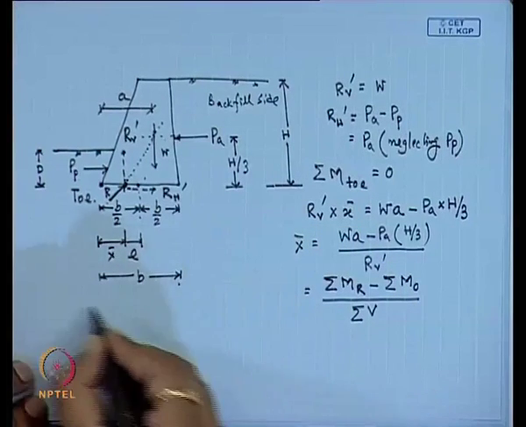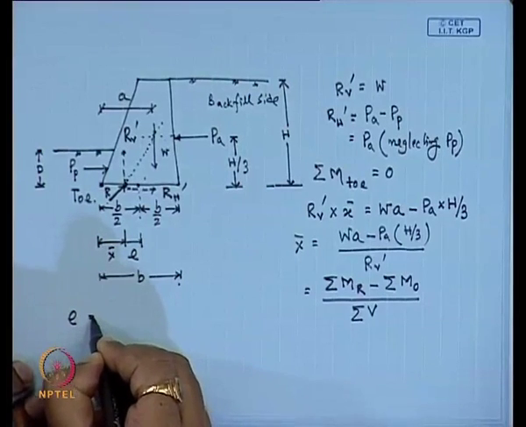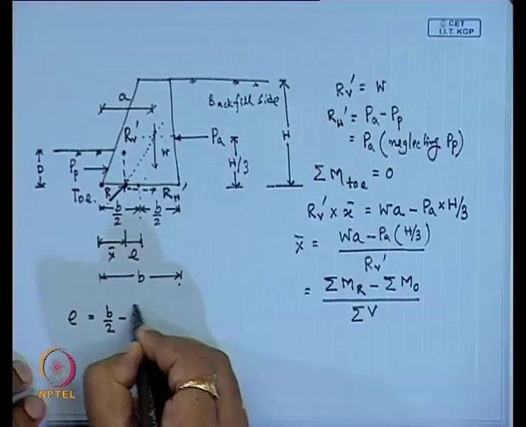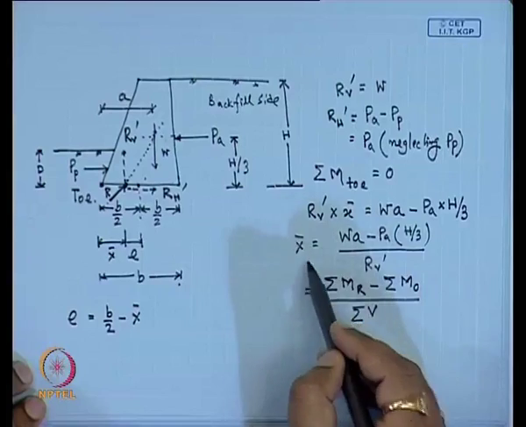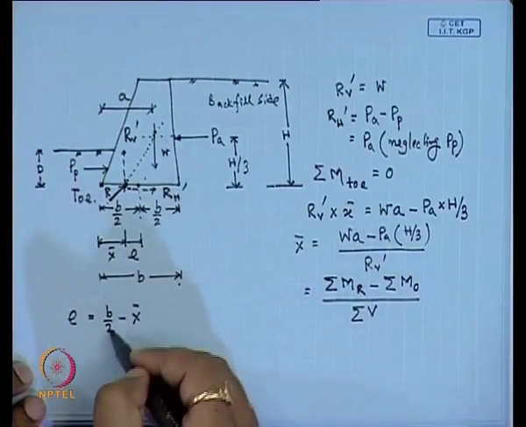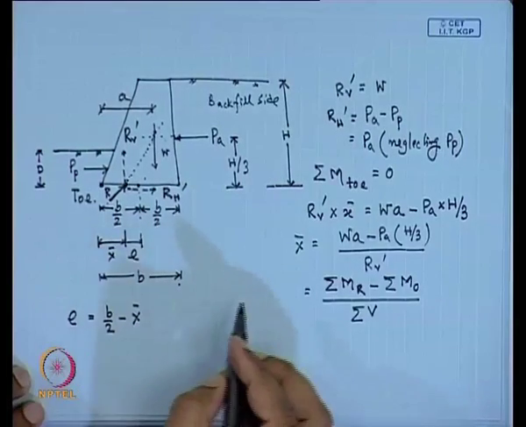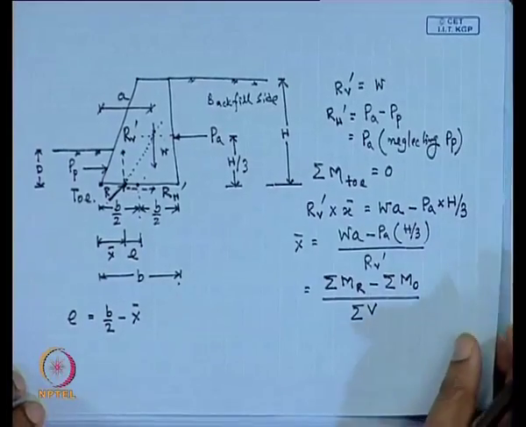So, now we can write that our eccentricity E is equal to b by 2 minus x bar. Once we determine this x bar using this expression, we can determine the E value also by b by 2 minus x bar. Now, based on that, what are the different stability checks that we will consider?